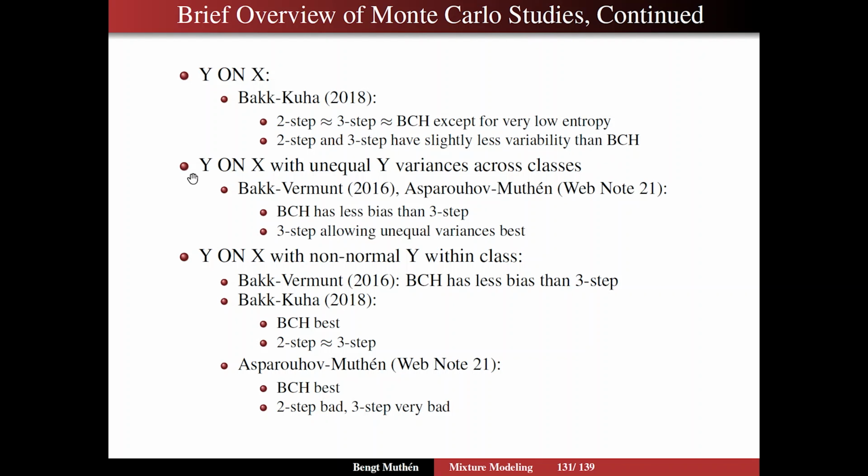But Y on X with unequal Y variances across classes, if you generate the data that way, you can see that BCH has less bias than 3-step. 3-step allowing unequal variances is the best.